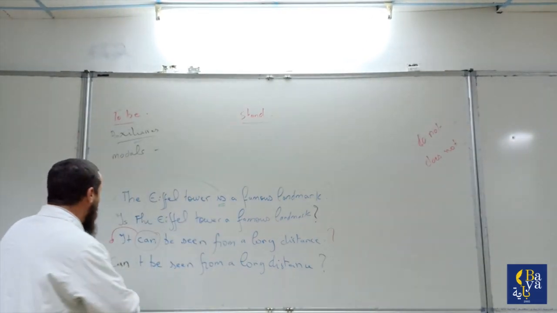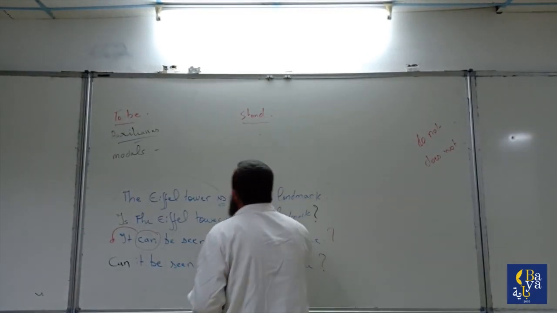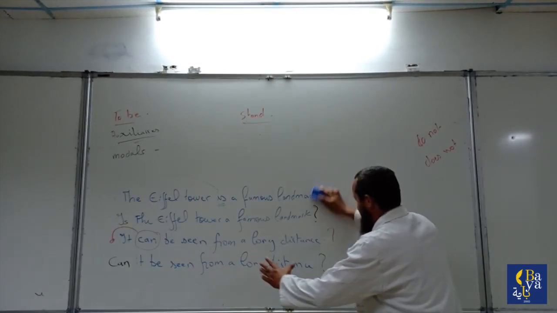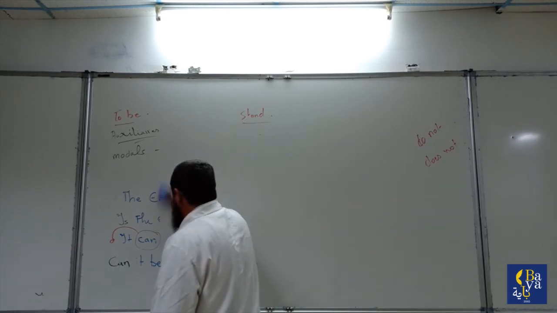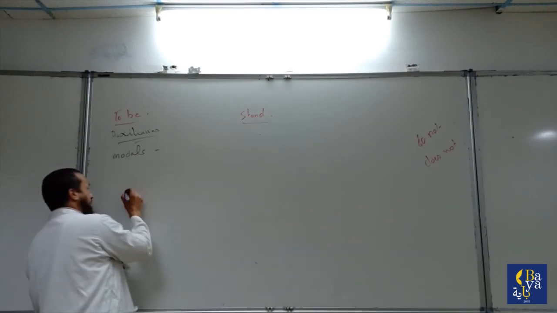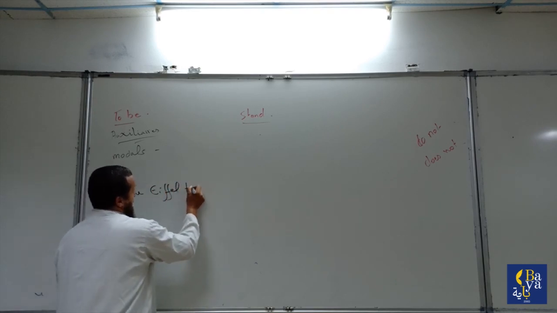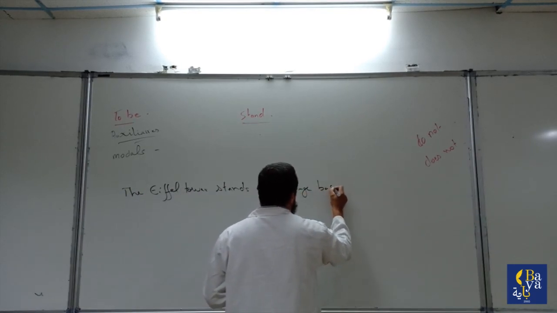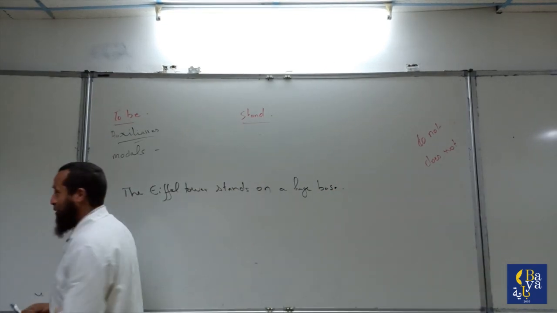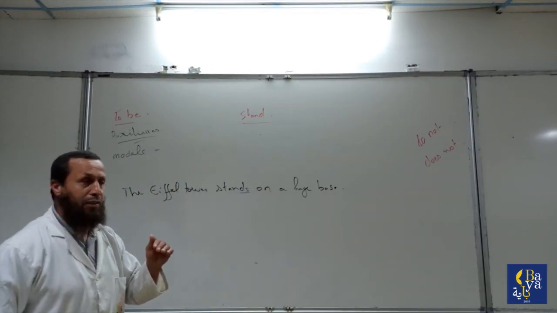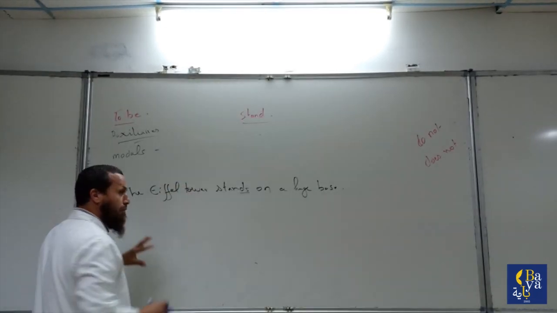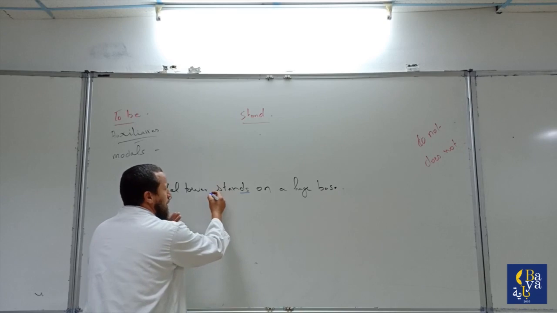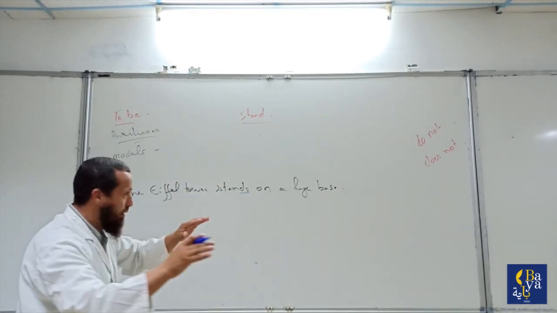That's it. But now, if we move to the second group, the same example: the Eiffel Tower stands on a huge base. The verb stands, the verb to stand. We want to put it in the interrogative form. Remember, I told you that we never put something like not or is with the verbs here.